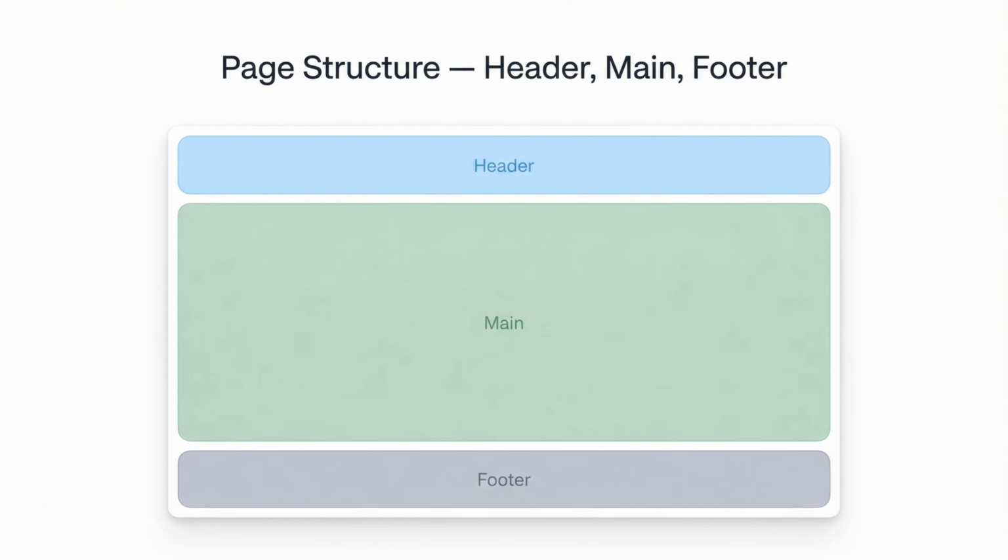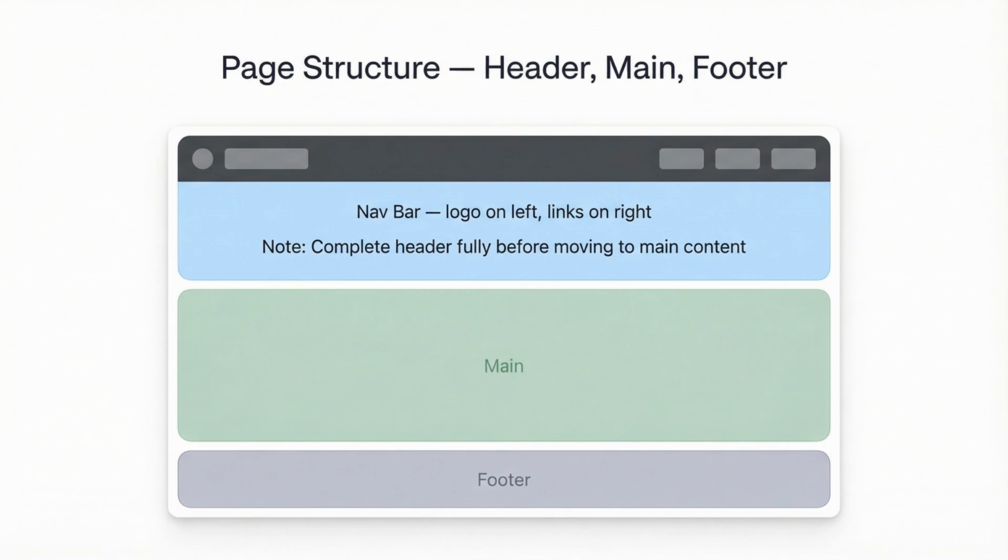With the container setup done, the focus shifts to the overall page body structure. Every page is divided into three fundamental sections: the header at the top, the main content area in the middle, and the footer at the bottom. This is a standard semantic HTML structure that provides a clear blueprint for building out each section one at a time. The header section contains the navigation bar.